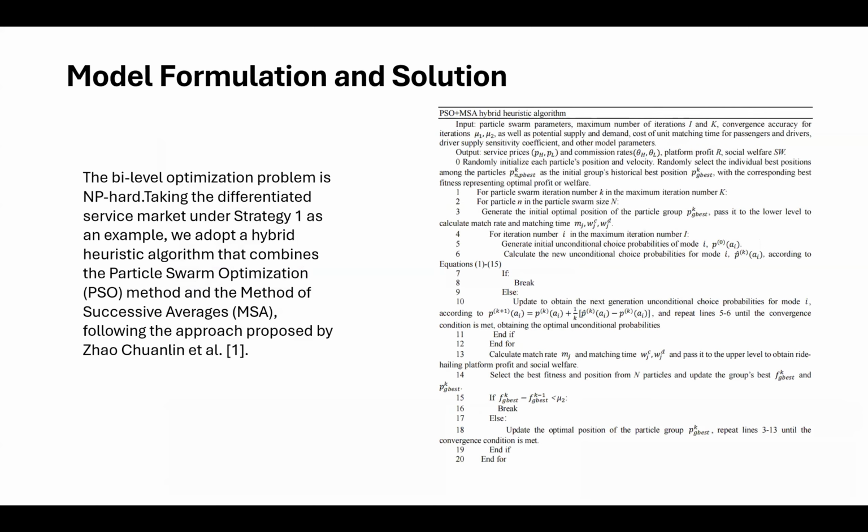Taking strategy 1, the differentiated service market, as an example, we adopt a heuristic algorithm that combines the particle swarm optimization algorithm with the method of successive averages. This approach follows the methodology proposed by Chen, which allows us to efficiently approximate the optimal solution under high dimensional and non-convex conditions.